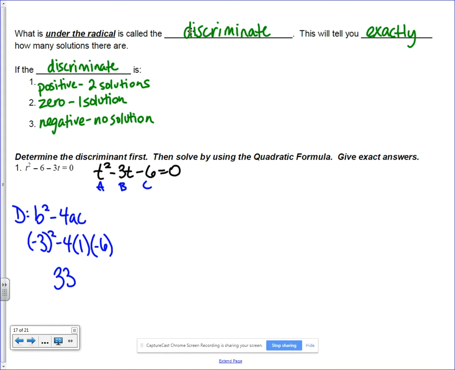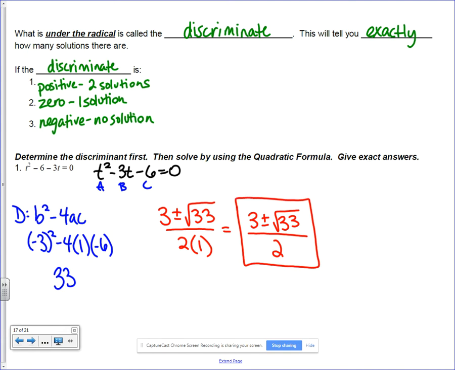All right, let's fill in the rest of our formula. What is the b right now? But you're going to turn it into positive 3. Plus or minus, what goes underneath that square root? 33. All over 2 times, what's the a? 1. Well, what is 2 times 1, folks? So, because I'm asking you for exact answers, we are going to leave it right like that. We're going to leave the square root there because it's not perfect. I don't want the decimals in this case.